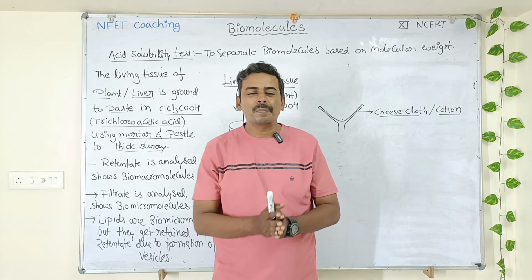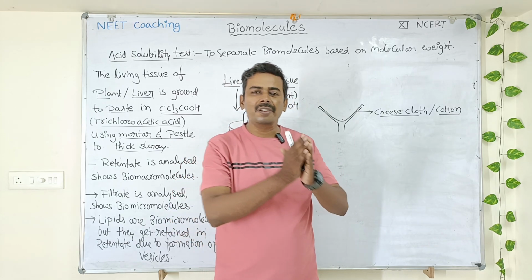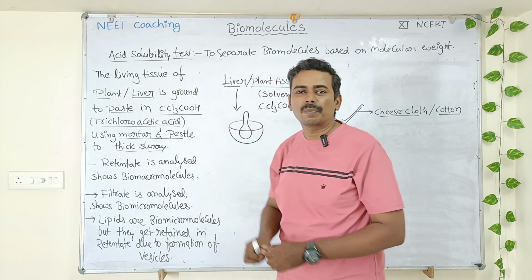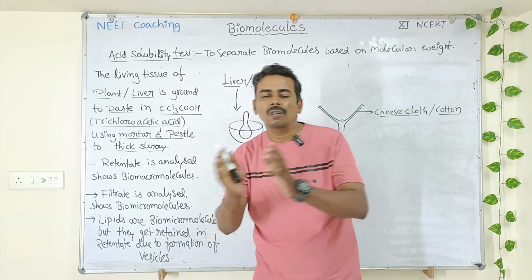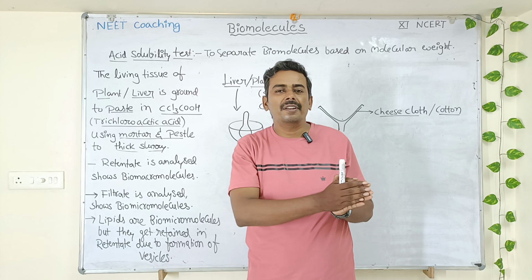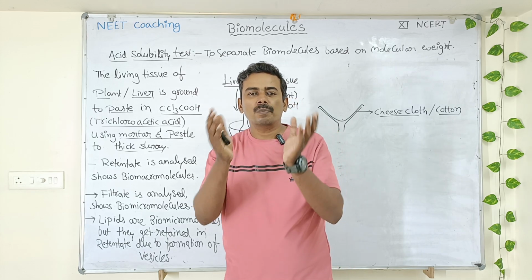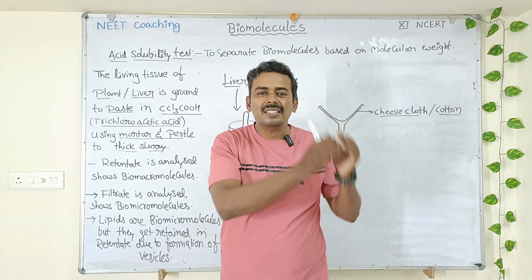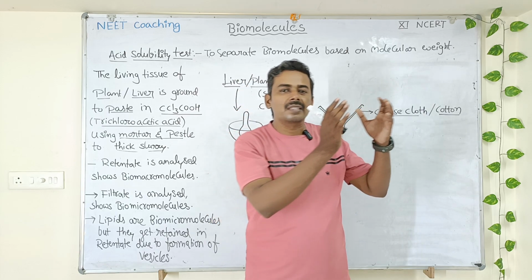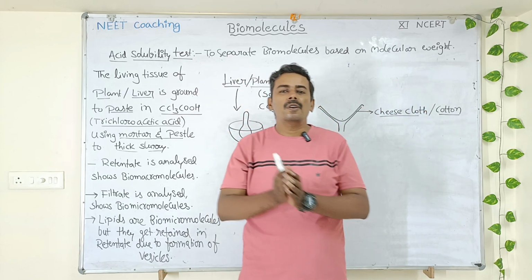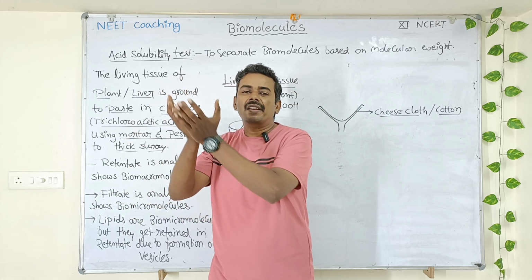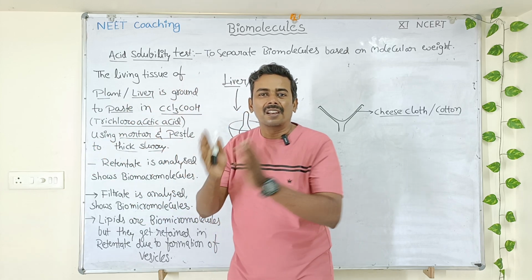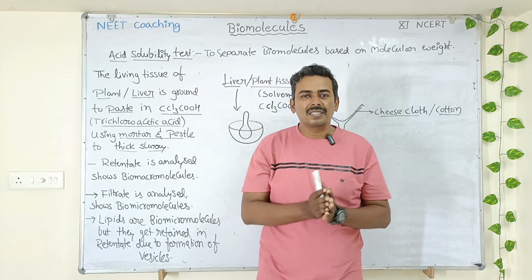Students, how can we separate biomolecules from living tissue? We can use a test called the acid solubility test. By using this test, we can separate out the biomolecules present in the living tissue, and also divide these biomolecules into two groups. The biomolecules with less molecular weight can be separated as biomicromolecules, and biomolecules which have high molecular weight can be separated out as biomacromolecules.